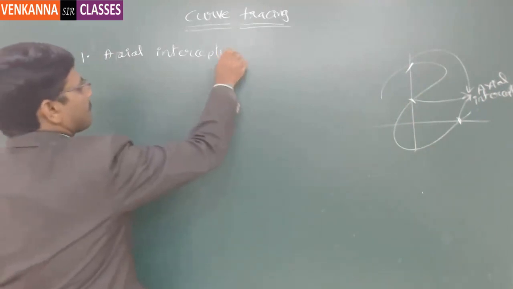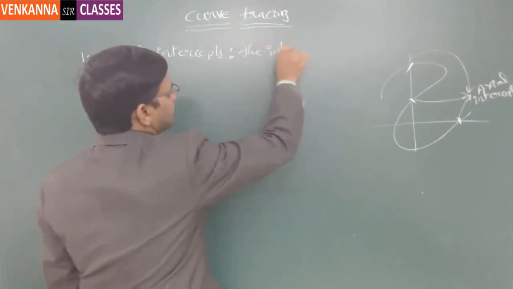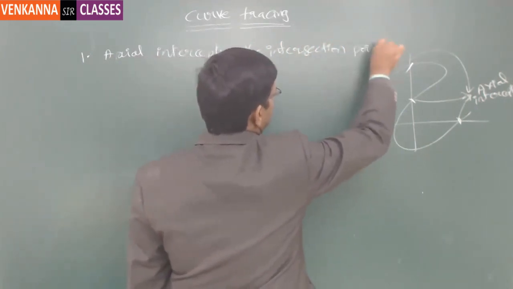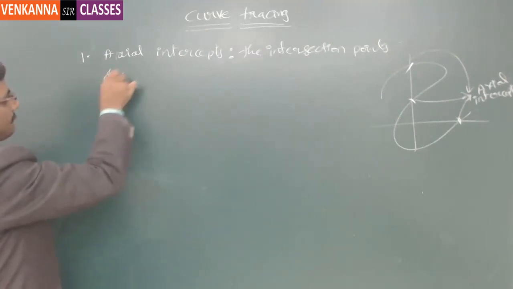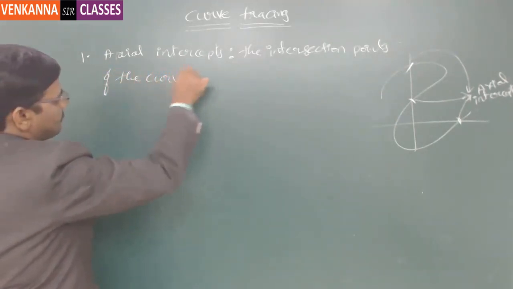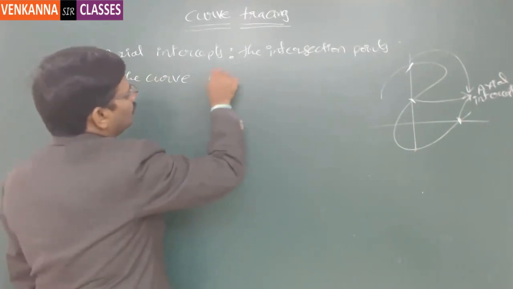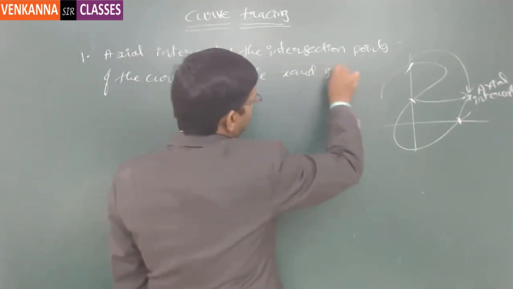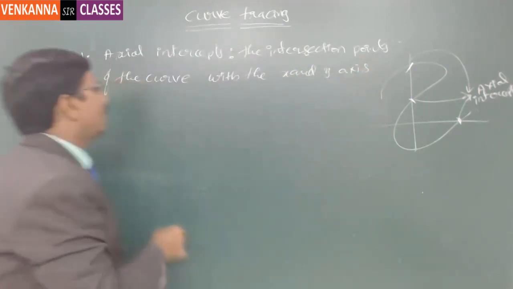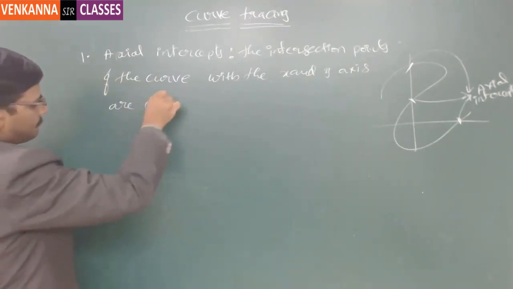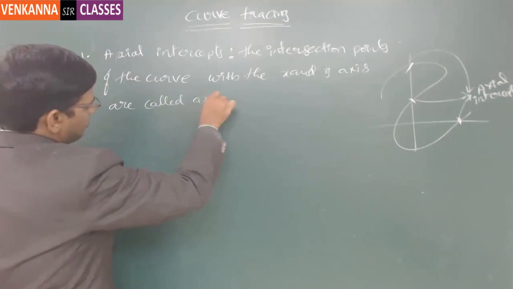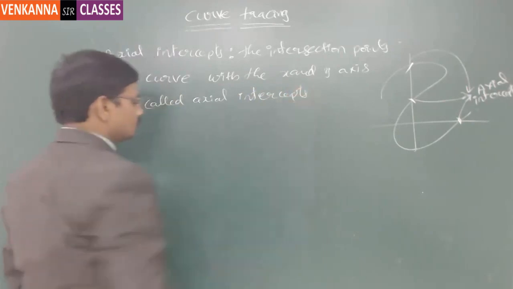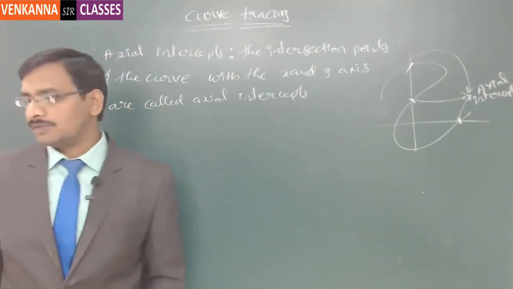So the intersection points of the curve with the x and y axis are called axial intercepts. This is one of the important features of any random curve taken, right?